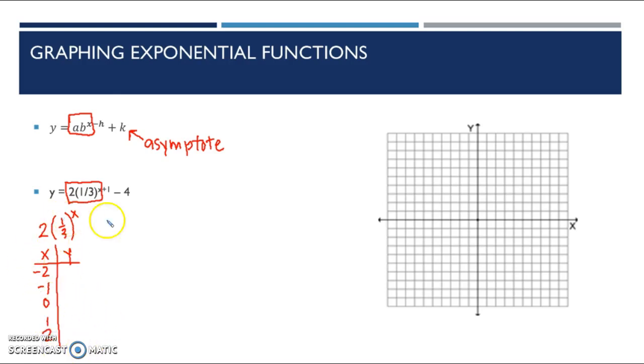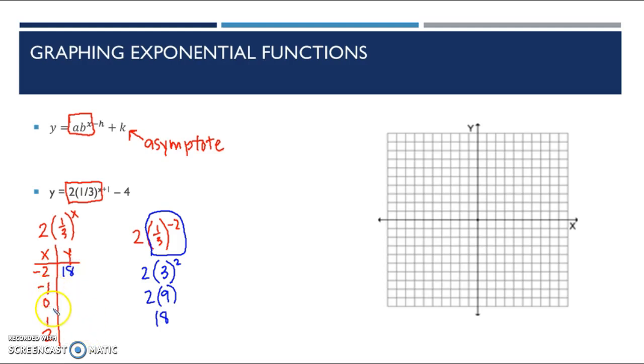Okay, so I'm going to start by plugging in. So we have 2 times 1/3 to the -2. Alright, but I can't have a negative exponent. So to make it positive, I'm going to flip my fraction. So I end up with 2 times 3 to the positive 2, which is 3 squared, 9. 2 times 9 is 18. So that becomes an 18.